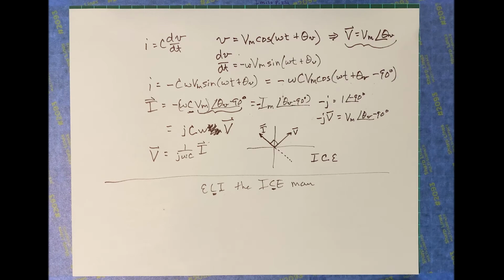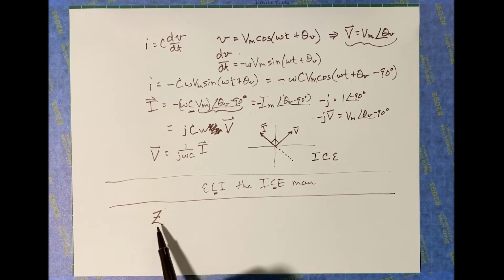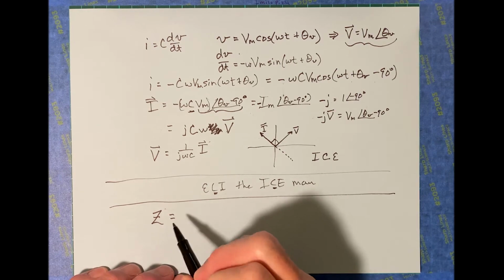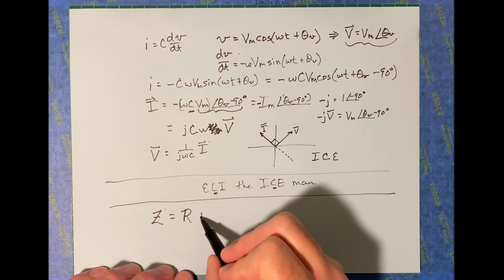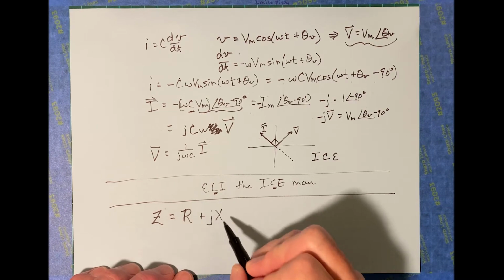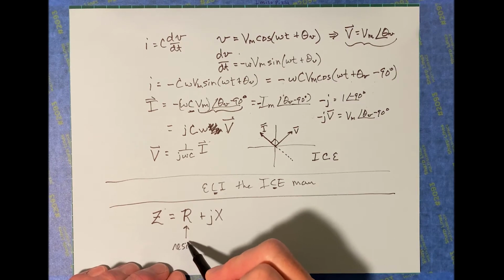All right. Now we have talked about impedance, and impedance has a real part and an imaginary part. The real part here is called resistance.